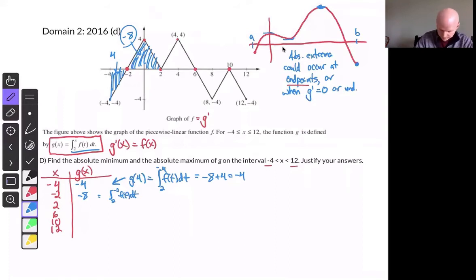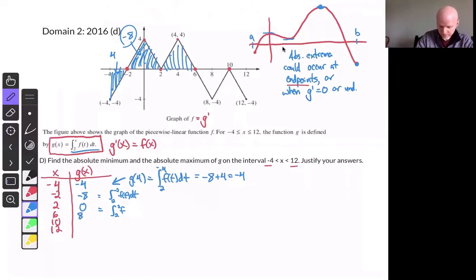G of 2, that's just going to be the integral from 2 to 2 of f. And that's really easy. That's just 0. If we go to 6, we're finding the area going this way, and that's forward and above, so it's going to end up being positive. So because this is a 4 by 4 divided by 2, we have an area of 8.